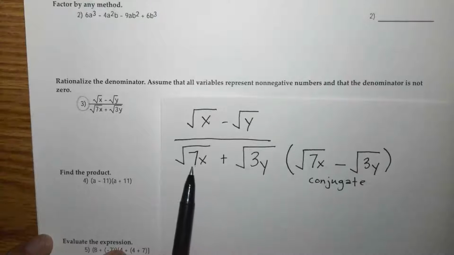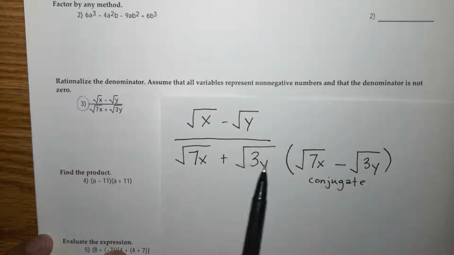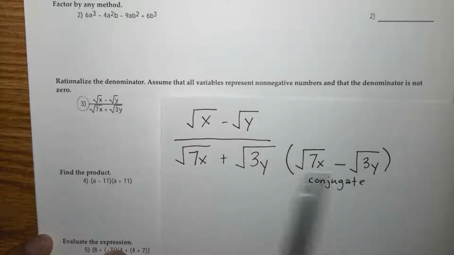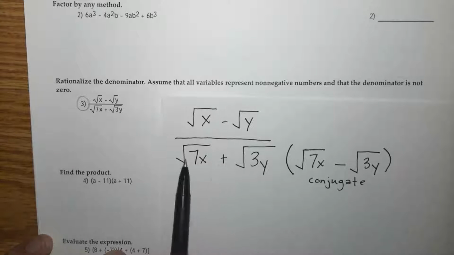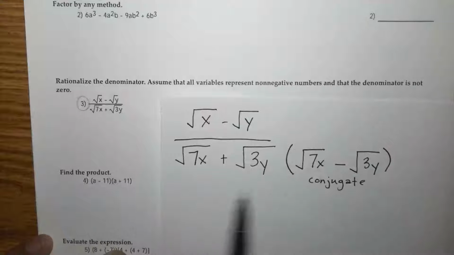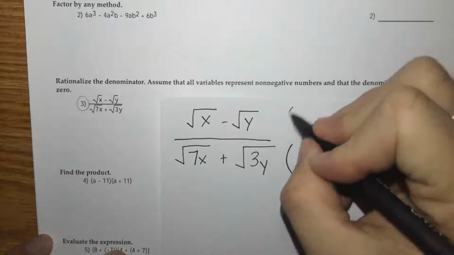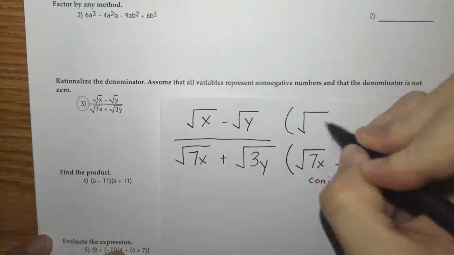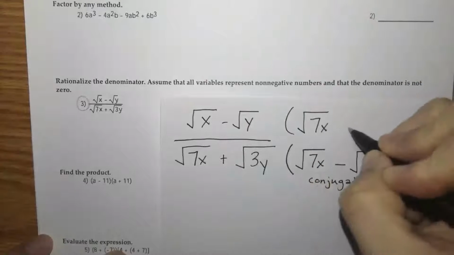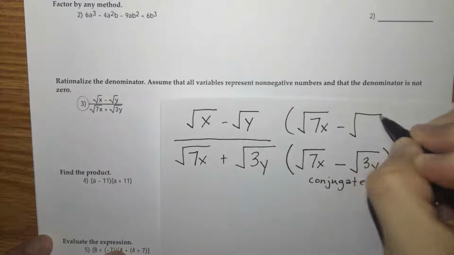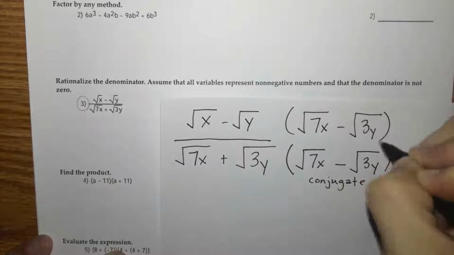So notice what the conjugate is. It's just the same thing, except now I've turned this addition into subtraction. So that's what we're going to multiply this by, and you're going to see what happens. But whatever we multiply the bottom by, we're going to multiply the top by. So this is going to be the square root of 7x minus the square root of 3y on top as well.